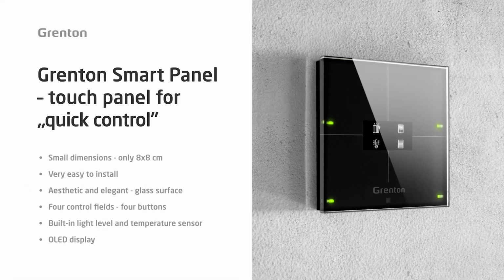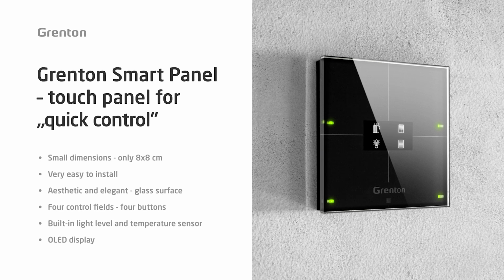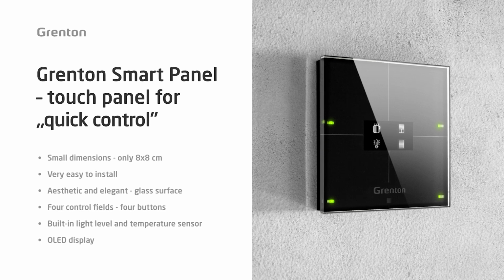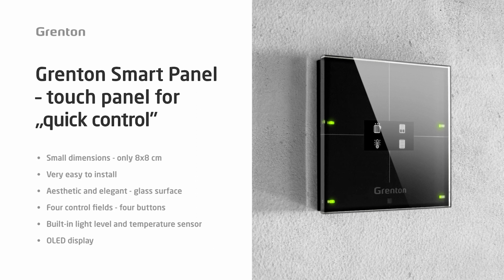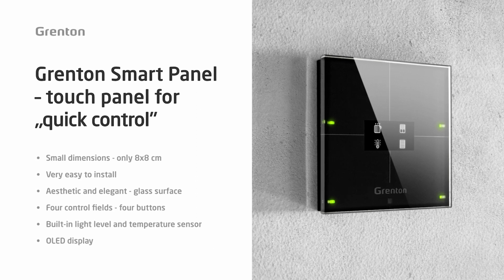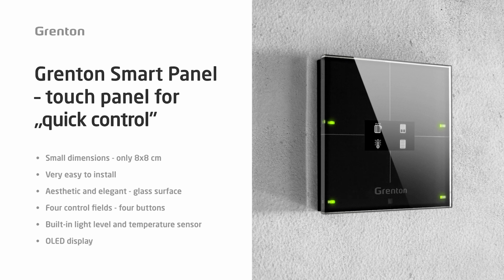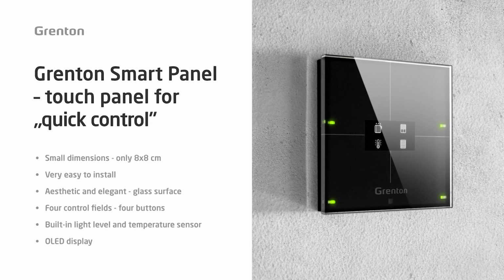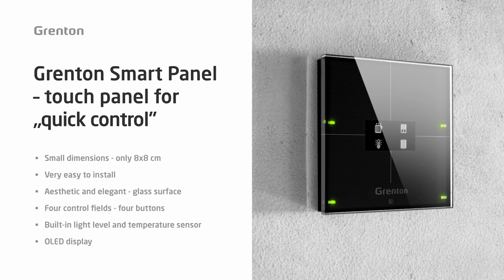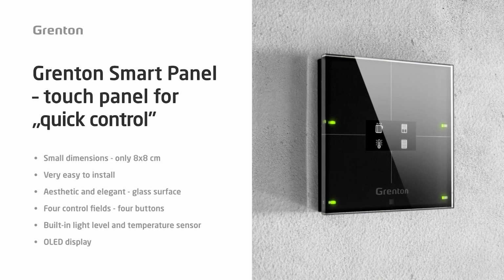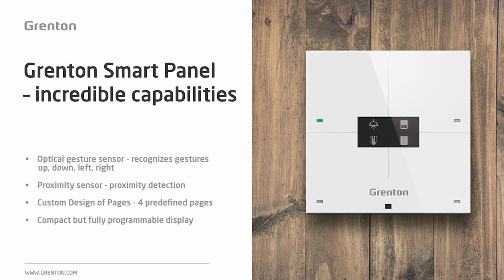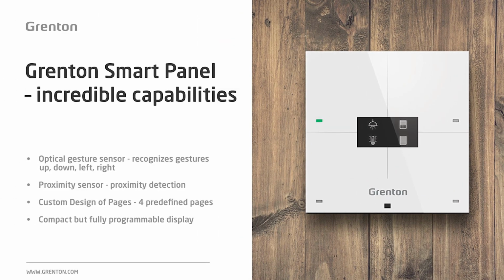Grenton Smart Panel is a small touch control panel with the dimensions of 8 cm by 8 cm. The surface is made of tempered glass, and the panel is available in black and white. The panel has 4 freely programmable control buttons, a built-in light and temperature level sensor, and an OLED display. The assembly of the panel is very simple. It requires a round flush-mount electrical box with 60mm screw spacing.